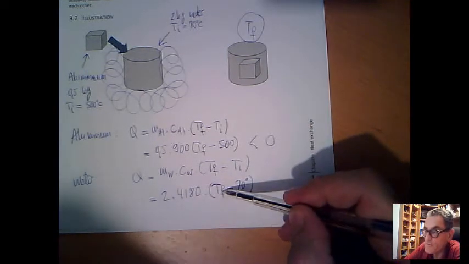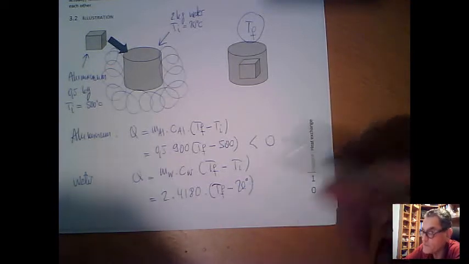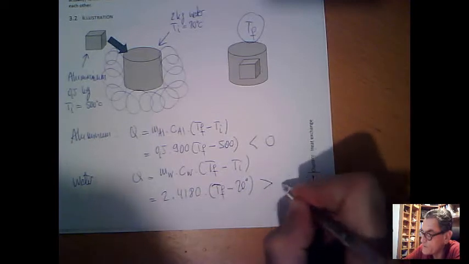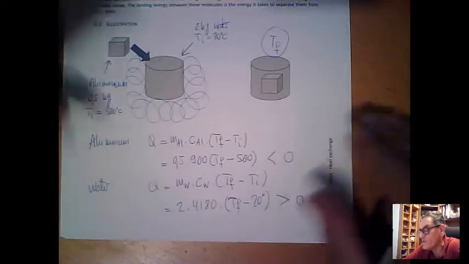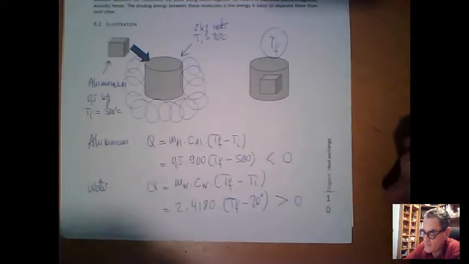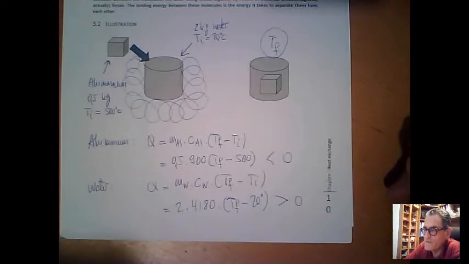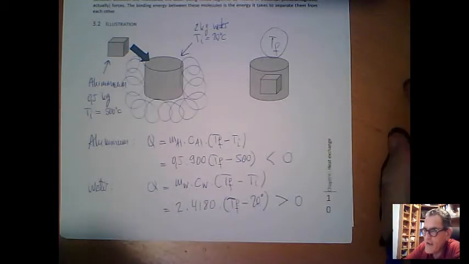Well, the final temperature is going to be higher than 20 degrees, obviously, because the aluminum is going to heat up the water. So this quantity is positive. Okay? And now we need to find an equation to relate these two quantities. How would you relate them? What do you think? Is there a relationship between these two in the system?